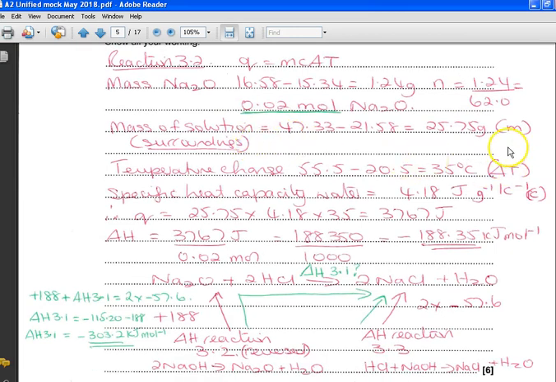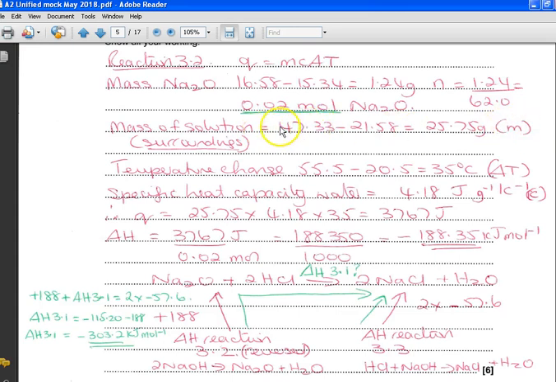Now, the mass of the solution is effectively the M bit of Q equals MC delta T, because that is the surroundings. That is where your thermometer is. Remember, that's how you recognize the surroundings, the M value. You're not looking for the mass of Na2O at this point.